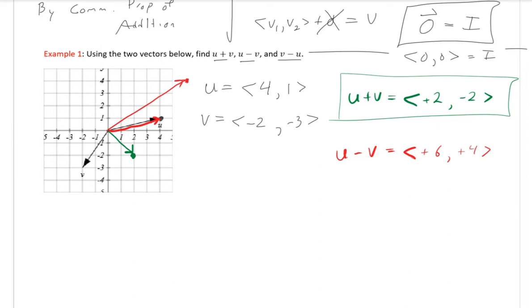Notice that v has this magnitude. I put that same magnitude here, just going in the other direction. That's how I get to that point.